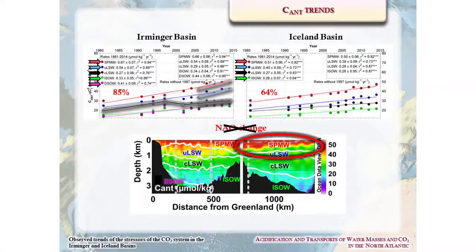However, in the Iceland basin, the levels of anthropogenic CO2 of the subpolar mode water keep rising at about 64% of the expected rate if saturation with the atmosphere is assumed. And we explain this by the thicker subpolar mode water of the Iceland basin, which includes poorly ventilated waters with low content of anthropogenic CO2. We don't observe any change in the rates related to the change in the NAO index, and we explain this by the fact that the increasing amounts of anthropogenic CO2 in the atmosphere counteract the effect of the NAO index.